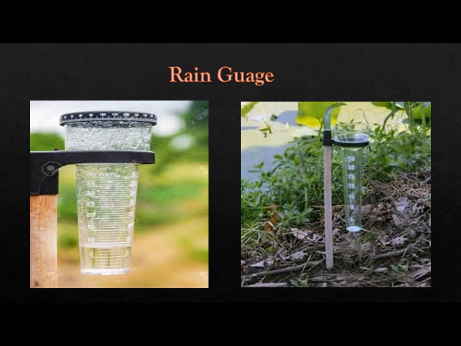The instrument that is used to measure the rain is called a rain gauge. It is used to collect and measure the precipitation, which means falling water. It measures the depth of the water that would cover the ground if the rain did not drain away.